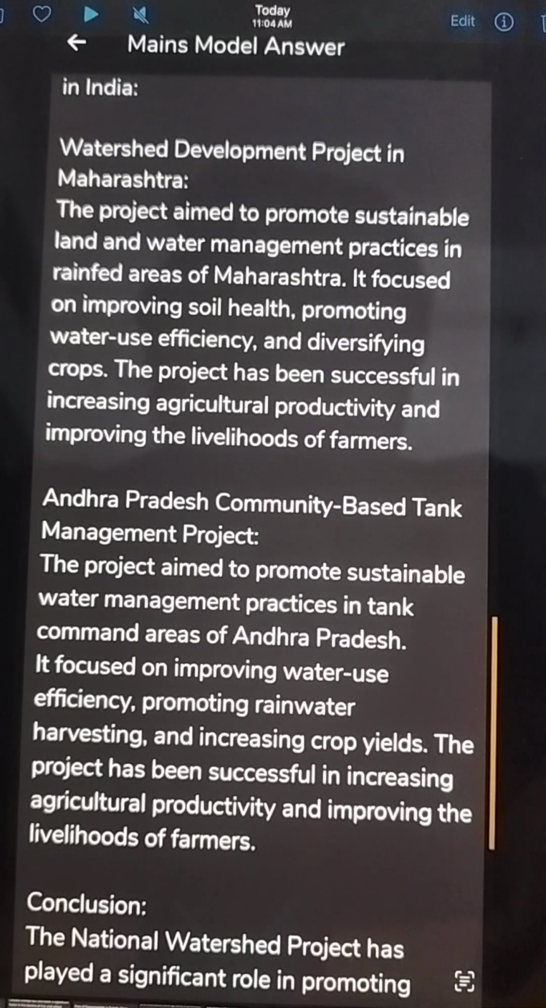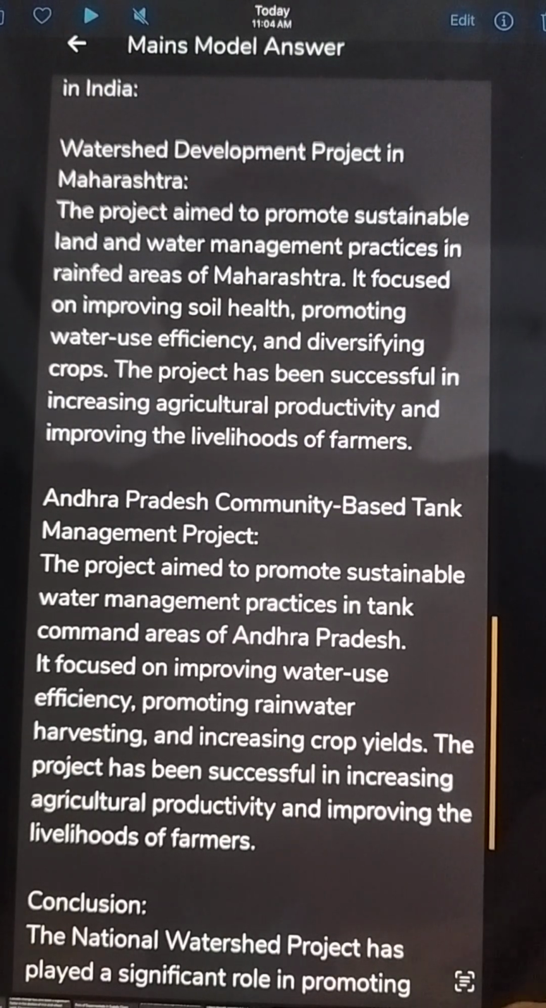Then comes the Andhra Pradesh Community-Based Tank Management Project. The project aimed to promote sustainable water management practices in the tank command areas of Andhra Pradesh. It focused on improving water use efficiency, promoting rainwater harvesting, and increasing the crop yield. The project has been successful in increasing the agriculture productivity and improving the livelihoods of farmers.